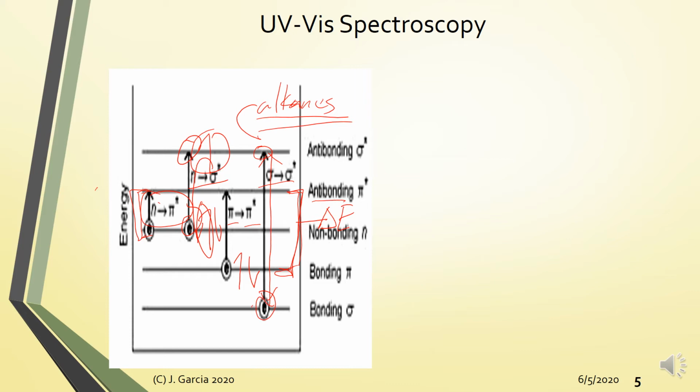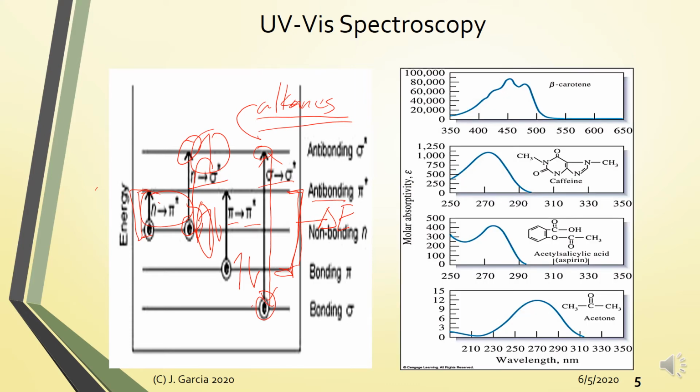So, some examples of spectra of different common organic compounds that absorb in the UV-visible range. You have here beta carotene, a highly conjugated molecule. It's actually colored, orange. The lambda max, as you can see here, is around 450 nanometers, which corresponds to the color blue. It's the bluish end of the spectrum.